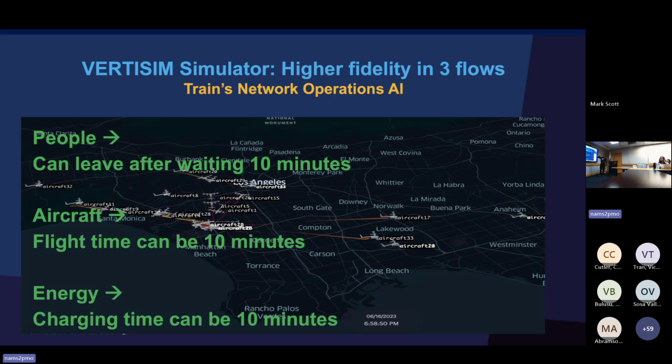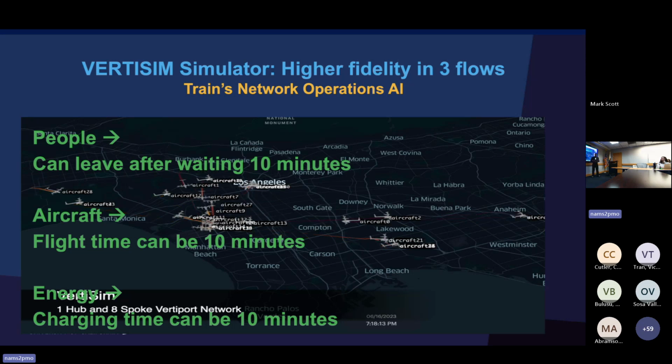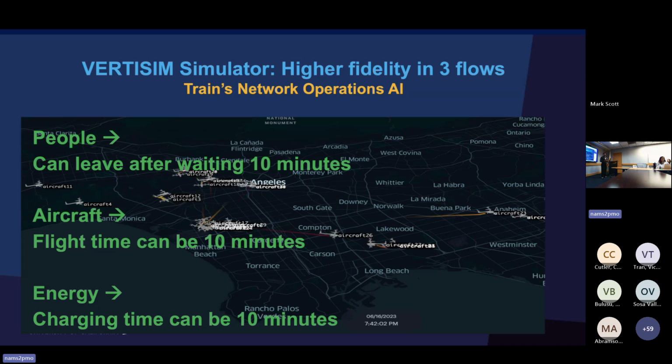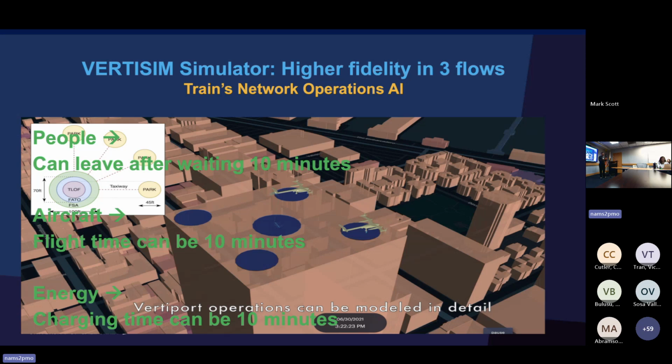If you press it, another key will run, I think, or the movie will run. Basically, the interesting thing here is this is higher fidelity modeling of what is going on in a vertiport, and the aircraft and holding and all of that. And what's interesting is that the three flows, energy, people, and aircraft, have similar time scales here. It can take 10 minutes to charge an aircraft.